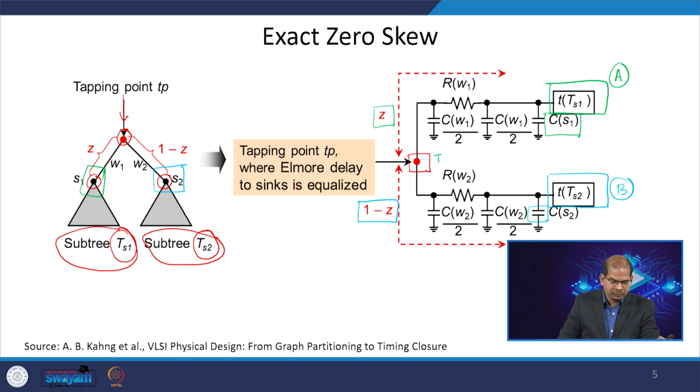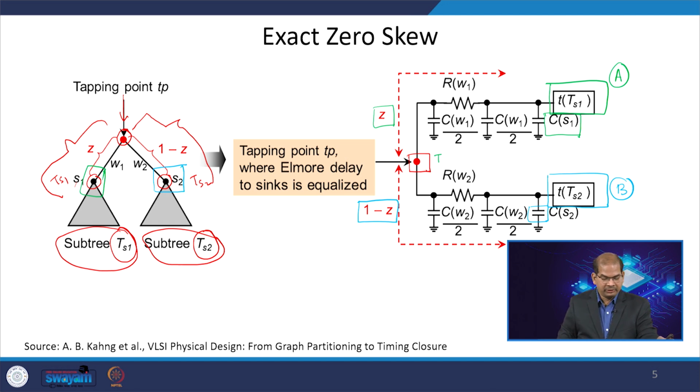Okay. So, what we are doing here is that till this point, what is the delay Ts1, and this is Ts2, till that delay is already calculated. Now, we are finding how much delay I should add in both the branches such that delay from this point till S1 should be equal to delay from this point till S2, Ts2.